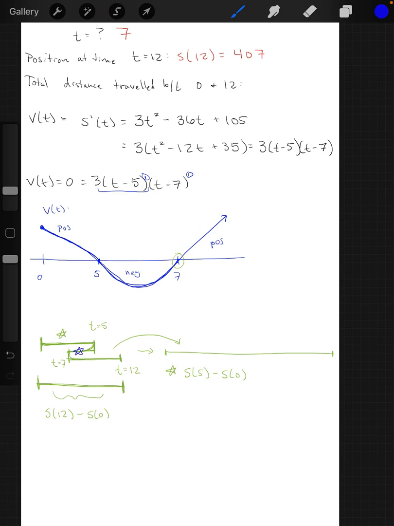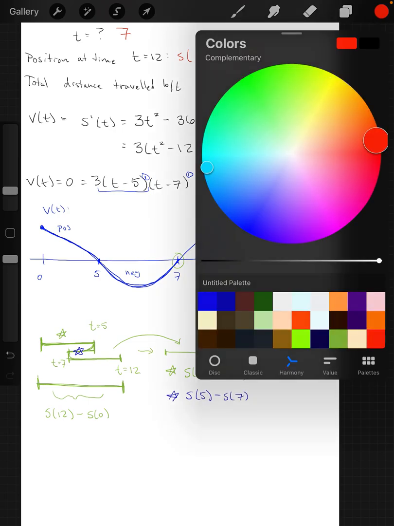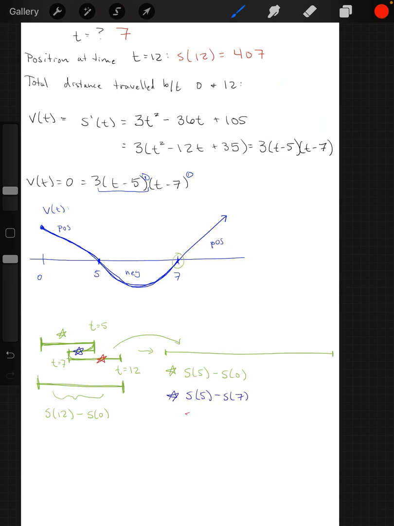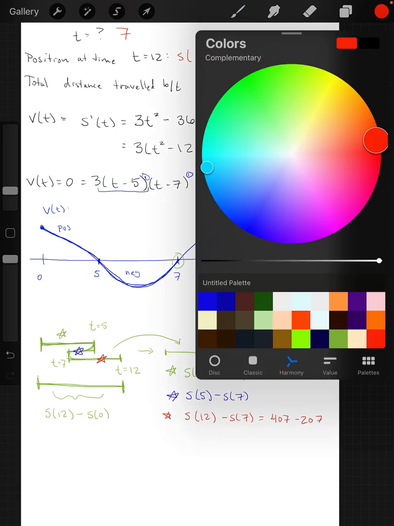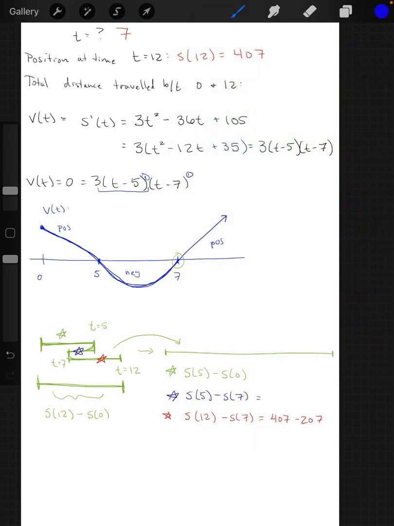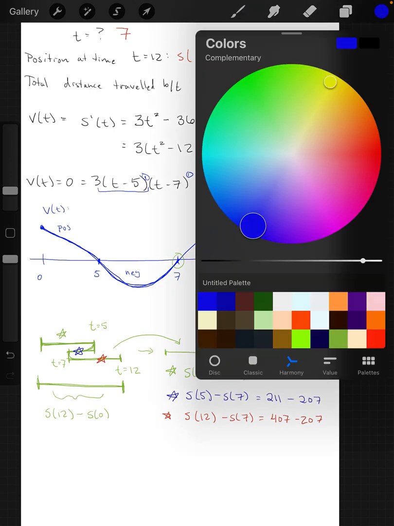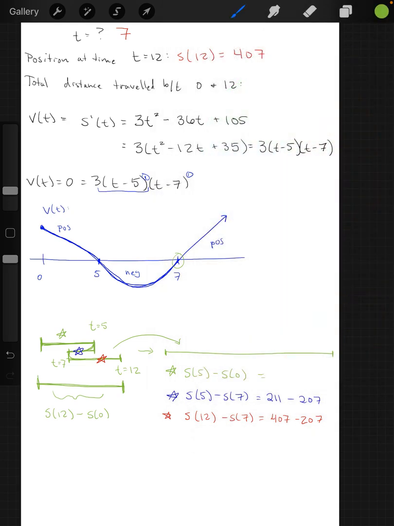Let's go to colors again for help here. Okay. This distance is going to be s of 5 minus s of 7. And this distance is going to be s of 12 minus s of 7. And we're going to want to add all those up. So again, I just sort of plug stuff into there. I'm not going to do the algebra in front of you, because I presume we can plug stuff in and be okay.